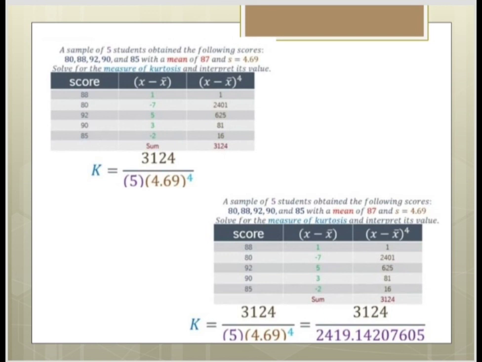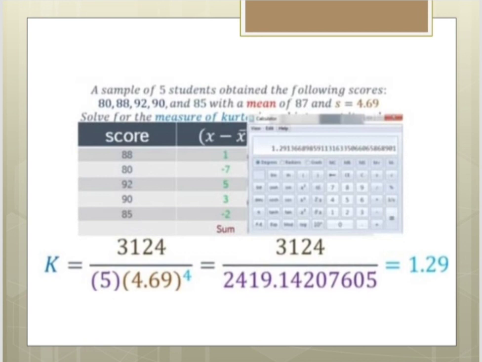Okay, so once we have found the denominator, simplified further, you divide 3,124 by 2,419.14 something, and you will get the answer 1.29.